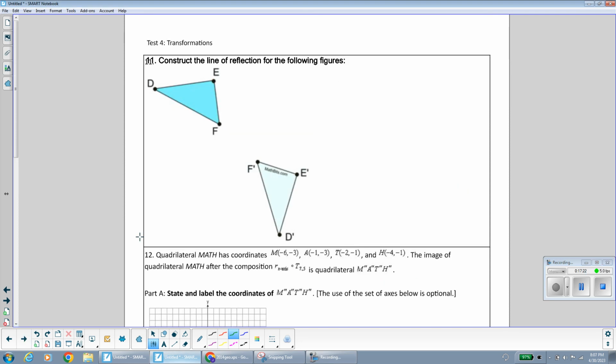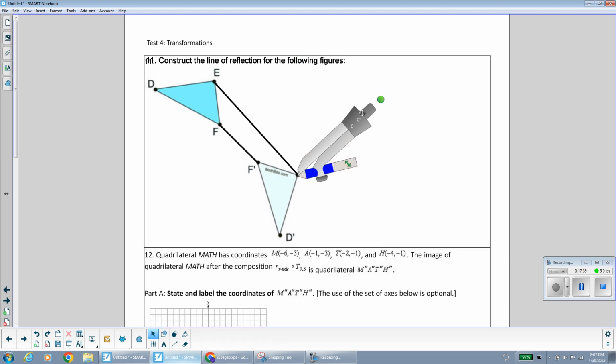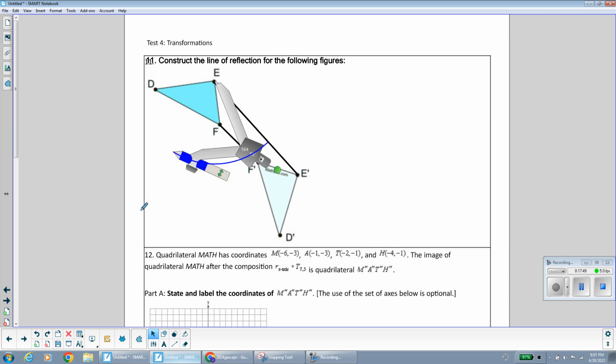Okay, here we have to construct the line of reflection. So what we're going to do is connect the pre-image and their corresponding image points together. And let me get my compass. I'm going to just make perpendicular bisectors because remember the line of reflection is equidistant from the two figures. So we just want to go more than halfway down. It doesn't matter exactly how much.